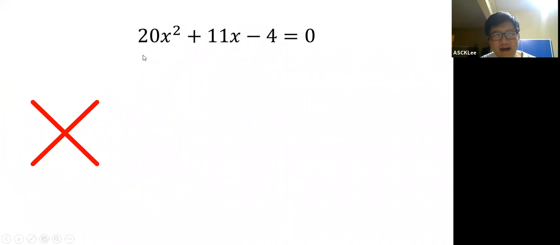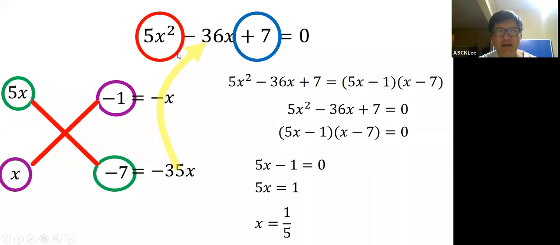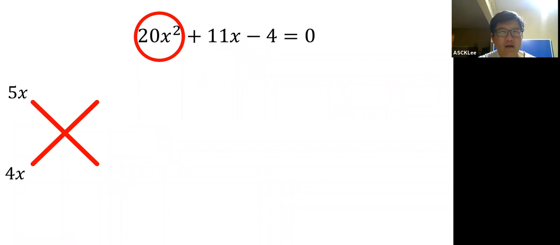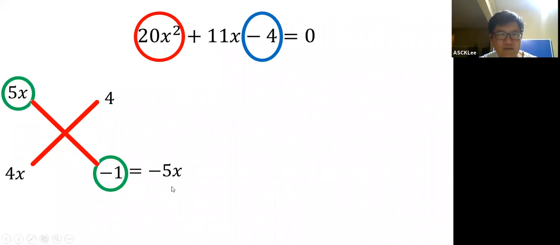All right, 20x squared, from 3x squared, 5x squared, now you have 20x squared. And 20x squared is 5x times 4x. Right? 5x times 4x gives you 20x squared. Minus 4 is 4 times minus 1. And let's work things out diagonally. 5 times minus 1 is minus 5x.